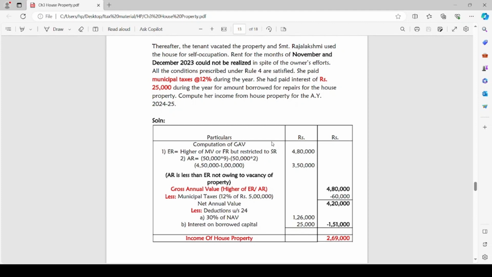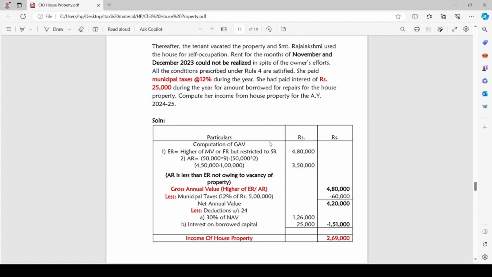Computing actual rent. The property has been occupied for 9 months by the tenant, from April to December. After that, for 3 months, Rajalakshmi has self-occupied the house property. So, we compute the actual rent for 9 months, that is 50,000 into 9 months, and we have to deduct the unrealized portion of rent. Here it is mentioned that for 2 months, November and December 2023, the rent could not be realized in spite of the efforts of the owner, and all conditions prescribed under Rule 4 are satisfied. So, we have to deduct the unrealized rent portion from the actual rent.